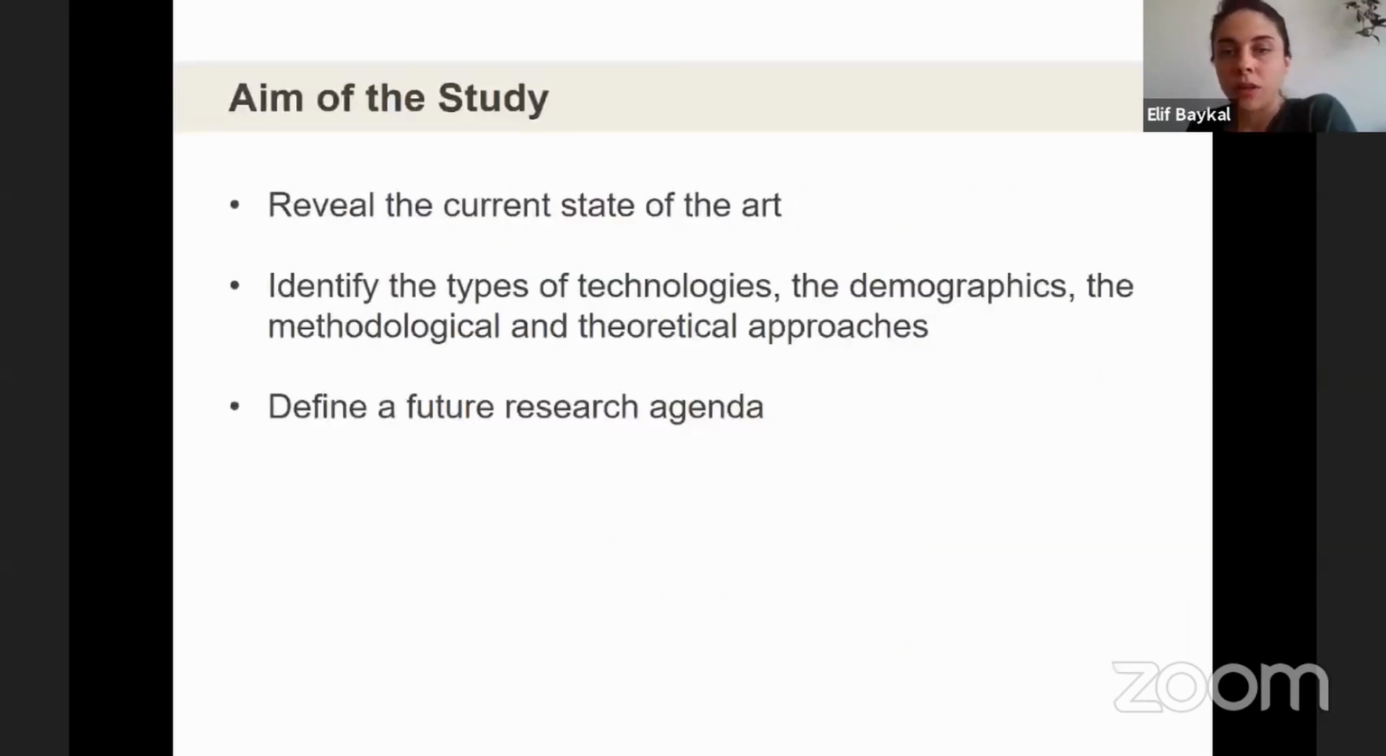So in this presentation, I will briefly summarize what we have presented in our paper, which showed the state of the art in the field and an overview about the types of collaborative technologies, with a particular focus on children with special needs. The demographics of the target groups of children in different developmental conditions and needs, the theoretical groundings and the methodological approaches that have been used so far to develop the collaborative interactions in these technologies, and define a future research agenda on this topic.